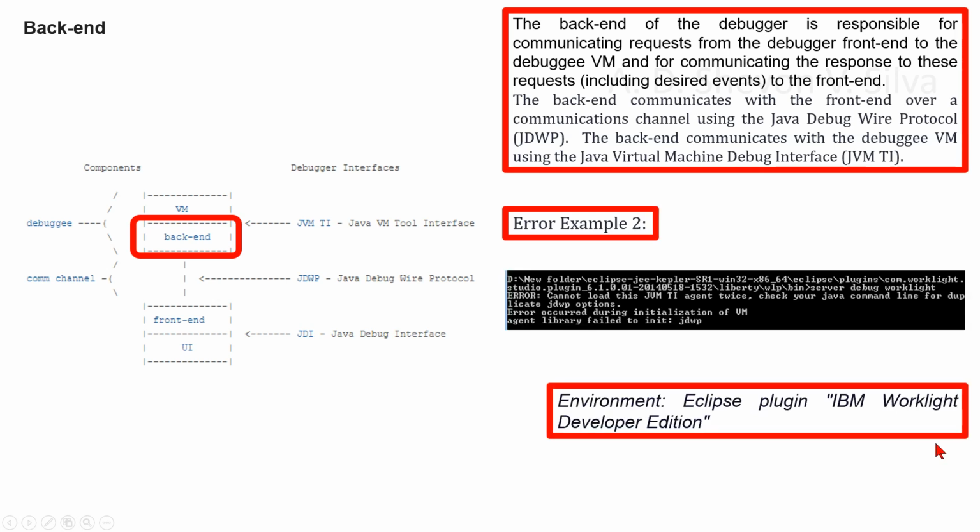As example 2, we can consider this one: error, server being server debug worklight, error cannot load this JVMTI agent twice, check your Java command line for duplicate JDWP options. Error occurred during initialization of VM. This occurred in the environment of the Eclipse plugin IBM Worklight Developer Edition.